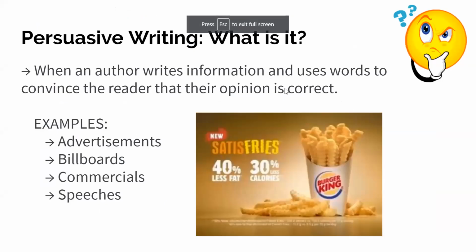So persuasive writing, what is it? Persuasive writing is when an author writes information or writes an article and uses words to convince the reader that their opinion is correct. Okay, so some examples are advertisements, billboards, commercials, speeches. One example I put on here is the Burger King ad that you see down there. They're trying to persuade people to come to Burger King and get fries because they're 40% less fat and 30% less calories. So they're using persuasive writing or drawings, I guess you could say, to persuade the reader that their fries are the better fries to choose.